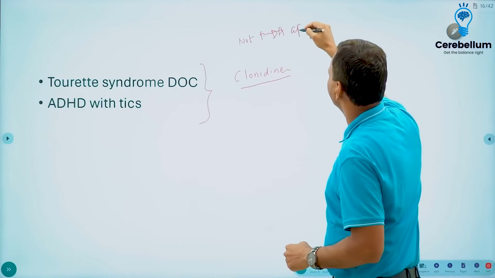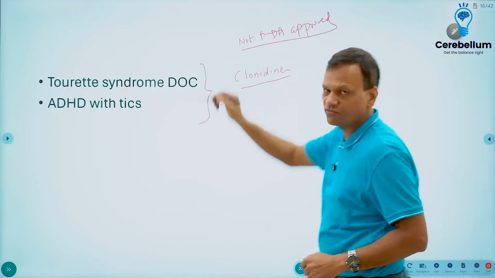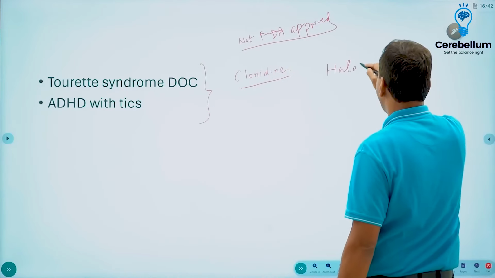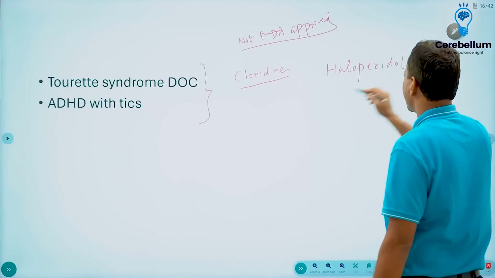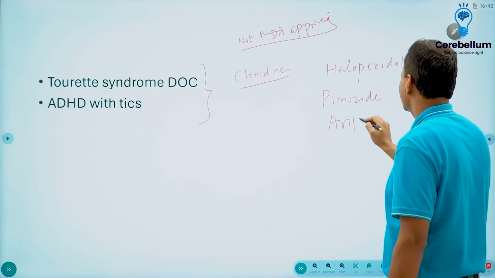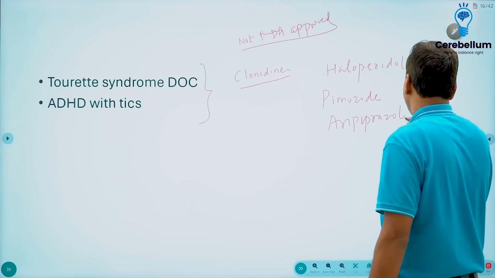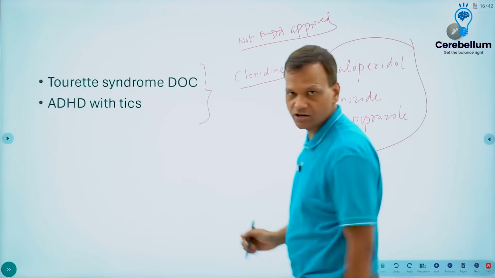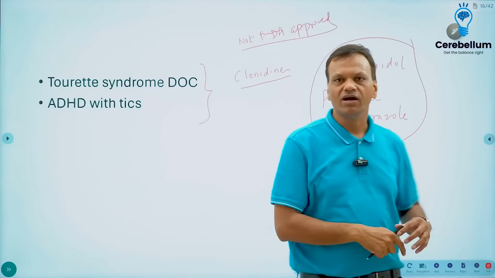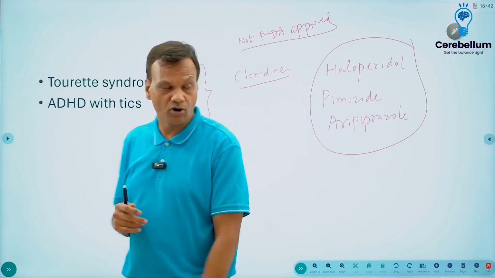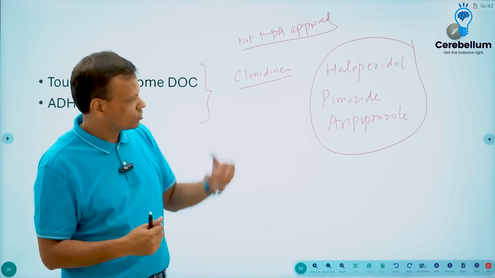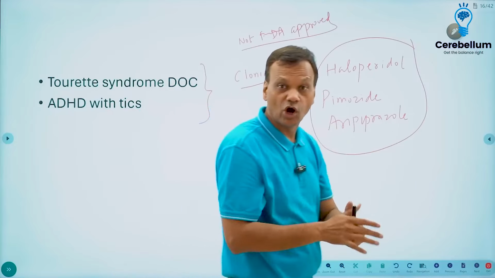Not FDA approved. Remember, US FDA approved drugs for Tourette syndrome are only 3 drugs. These are haloperidol, pimozide, and aripiprazole. Only 3 drugs are FDA approved for treatment of Tourette syndrome or tic disorder. But the studies have shown that although they are effective, they cause a lot of side effects. Like haloperidol is associated with a lot of extrapyramidal symptoms. So these are not commonly used by the physicians. So physicians are using some other drugs which are not approved.